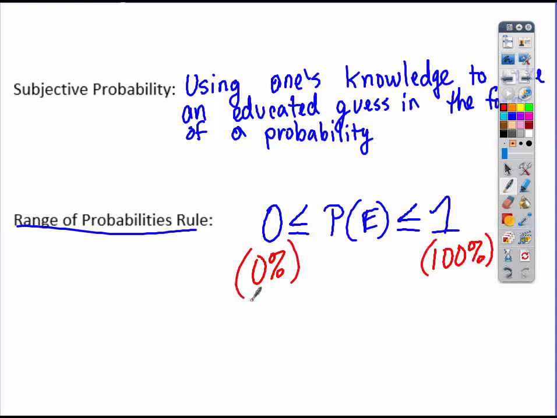So I know that all probabilities have to fall between 0 and 100%. I can't say, oh, there's a 227% chance that this person is going to pass a test, because that doesn't make sense. All right, it's going to be between 0 and 100%.